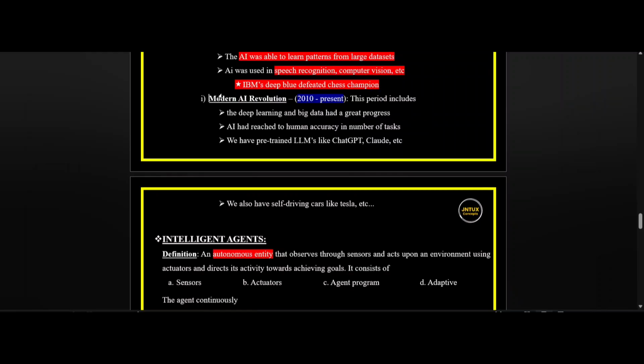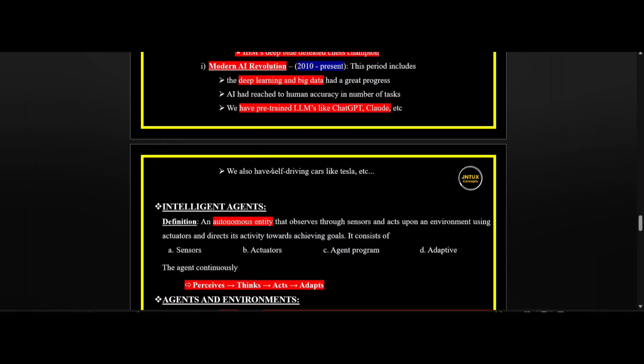The last one is the modern AI revolution. It is from the 2010s till now. We know that deep learning and big data made great progress compared to previous years. AI has reached a level where it can match human accuracy in a number of tasks and actions. We also have pre-trained LLMs like ChatGPT, Claude, Gemini, Perplexity, etc. in today's world. And we know that self-driving cars like Tesla, which has the autopilot function, work on AI.